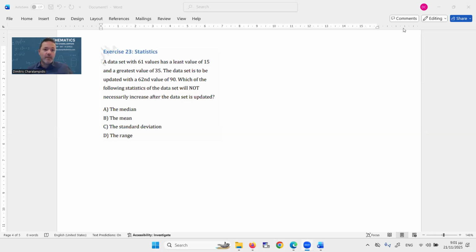Exercise 23. A data set with 61 values has a least value of 15. So we have 15 being the minimum value and the greatest value of 35. So 35 as the maximum. And in between, since all of them are 61, we have another 59 different values that we don't know the exact values of, but we know that they should be between 15 and 35.